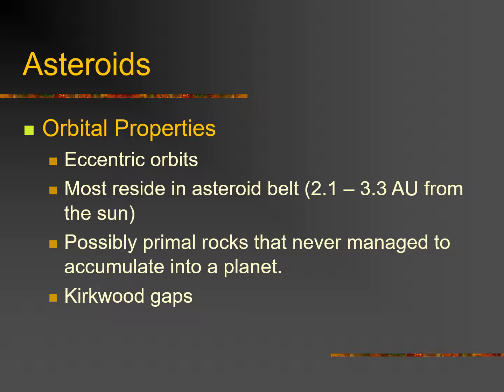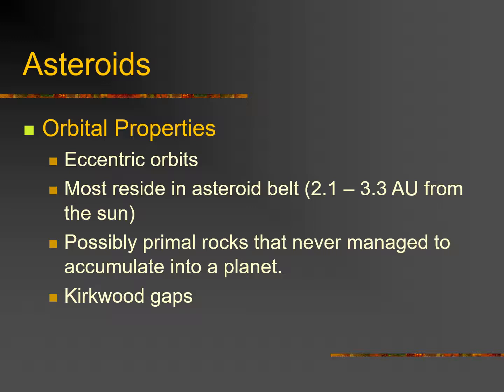Here are some of their orbital properties. Their orbits are fairly elliptical, which gives them a high eccentricity. Most reside in the asteroid belt, which is located between 2.1 and 3.3 astronomical units from the Sun. It is possible that the asteroids are primal rocks that never formed into a planet. It could be that there was never enough mass to form a planet.